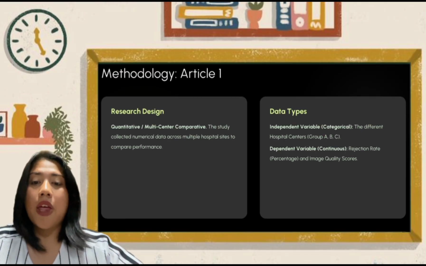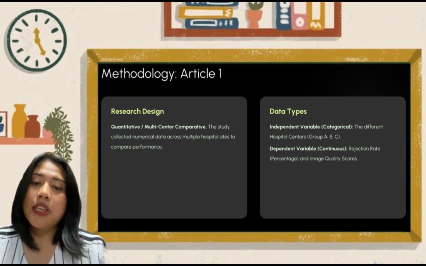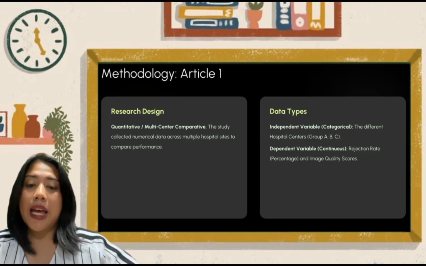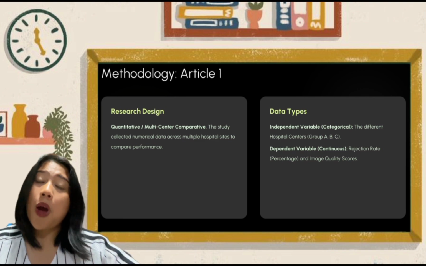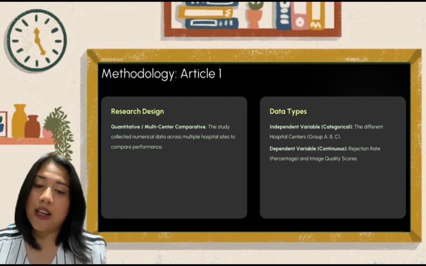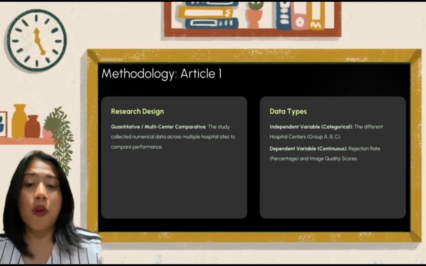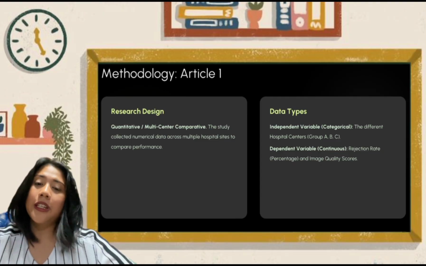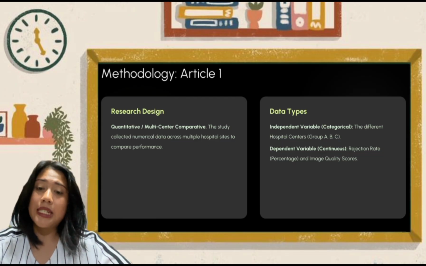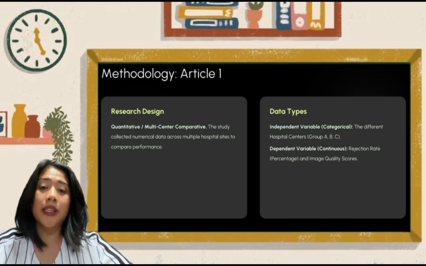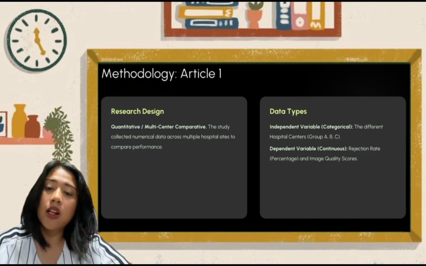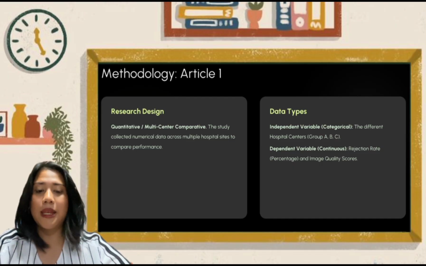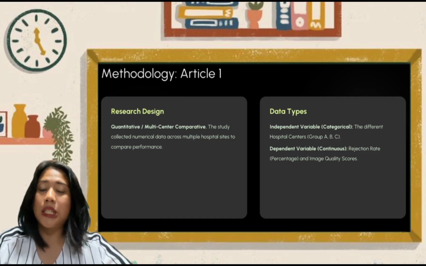So, compared to other qualitative approaches, this research uses a fully quantitative method which relies on numerical data, group comparison, and statistical significance tests to analyze performance across radiologic centers. For the data types, the independent variable in this study is the hospital centers, which is a categorical variable. The dependent variables are rejection rates and image quality scores, which are continuous data.